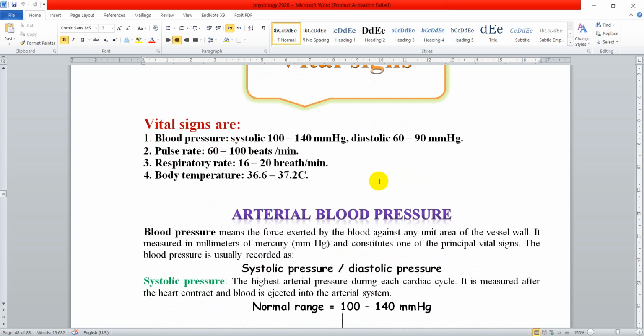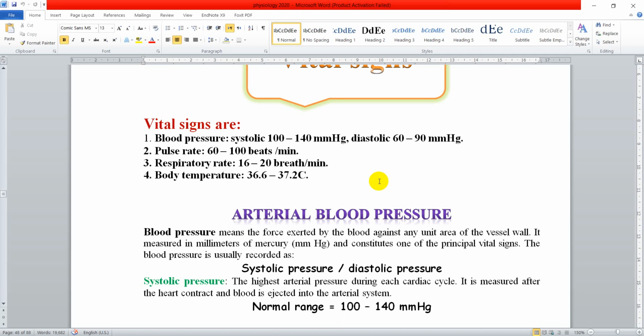Pulse rate 60 to 100 beats per minute, normal, and respiratory rate 16 to 20 breaths per minute, and body temperature is between 36.6 to 37.2 centigrade. So we're talking now about the first one of vital signs, which is arterial blood pressure.